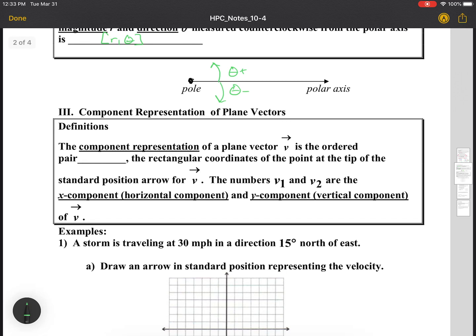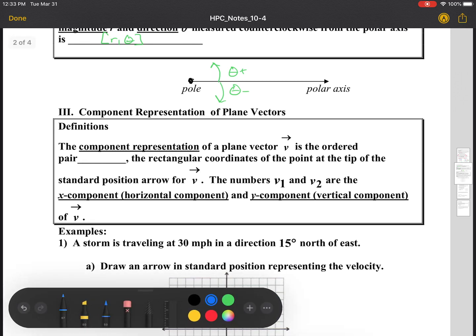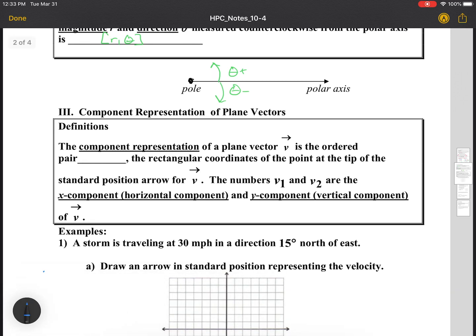Component representation, that's just the same thing as writing rectangular. That's what they're saying component is. The component representation of a plane vector V is the ordered pair V1, V2. Instead of writing x and y, you're writing V1, V2. These are the rectangular coordinates of the point at the tip of the standard position arrow for V.